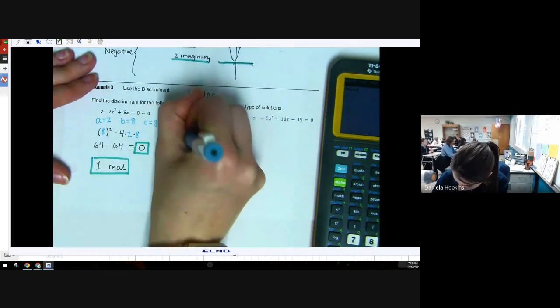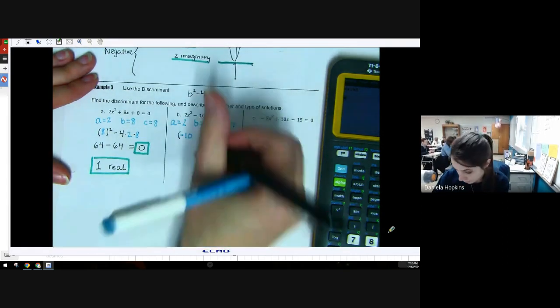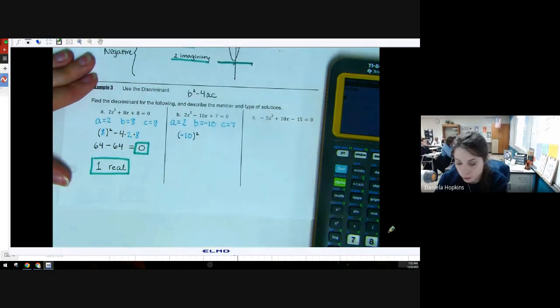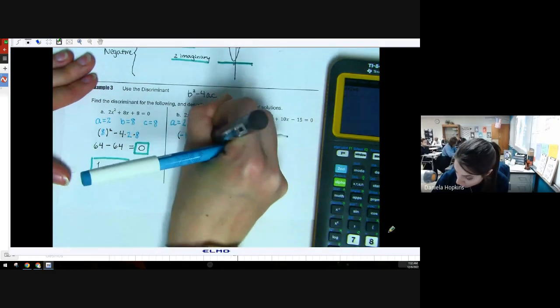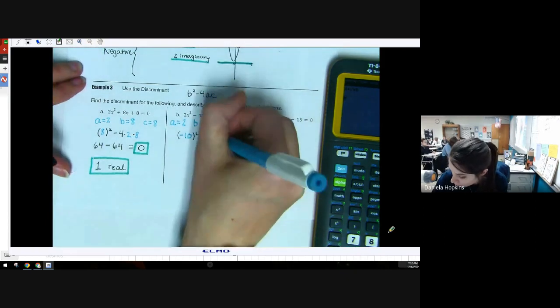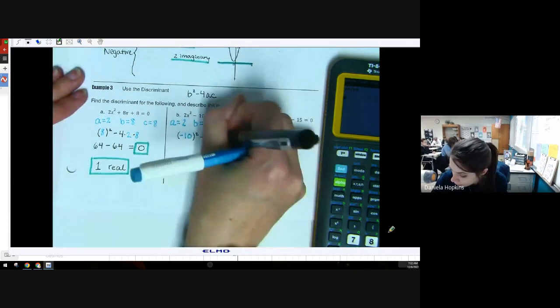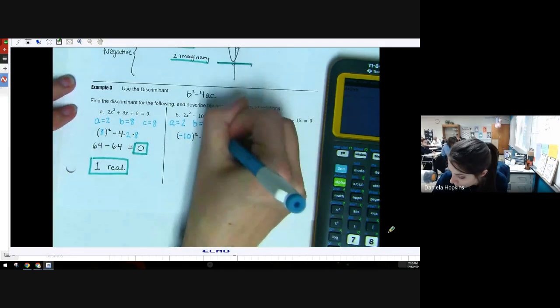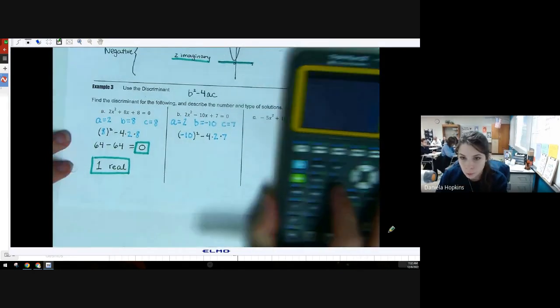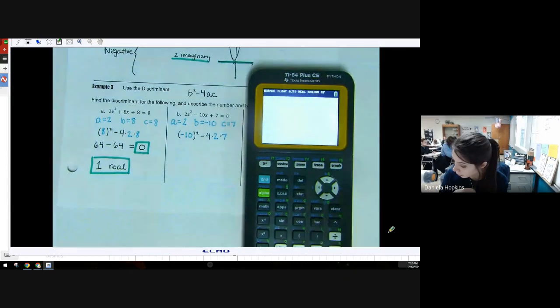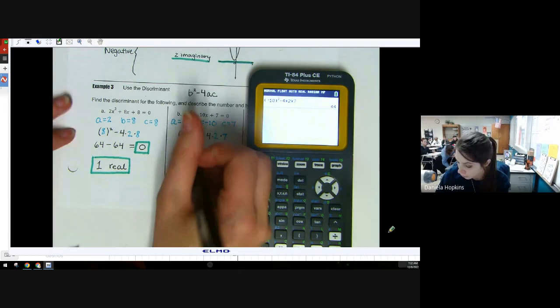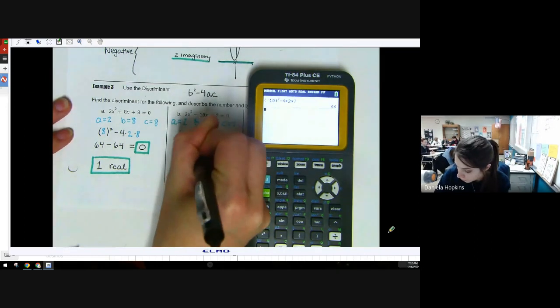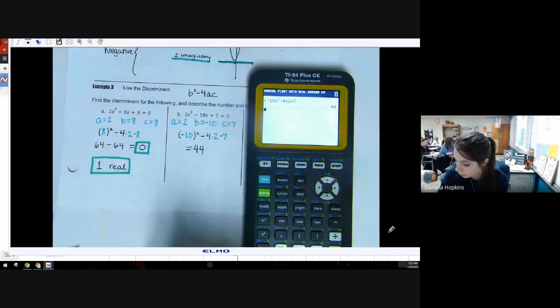Putting it into my discriminant, it'd be (-10) squared, minus 4 times my a, which is 2, times my c, which is 7. And I'll just do this in one step and show you how quick your homework can be today. Parenthesis, -10 squared, minus 4 times 2 times 7. If you just type that all in right there, it pops out with a number, 44. That's the value of my discriminant.